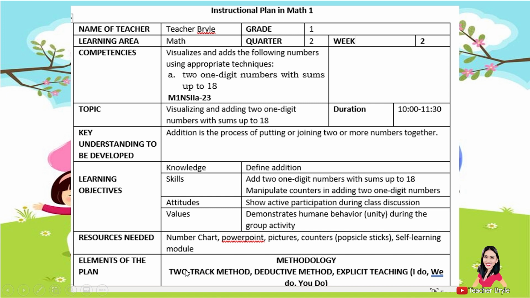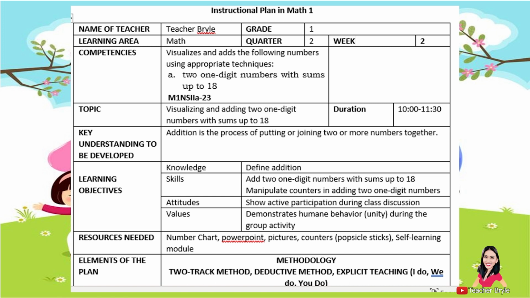So the elements of the plan, methodology, so 2-track method. In this 2-track method, that's why I used a story. The story serves as a bridge. In the 2-track method, we have the primer track and the accuracy track. So through the story, I bridge to my lesson, and what my lesson is all about.